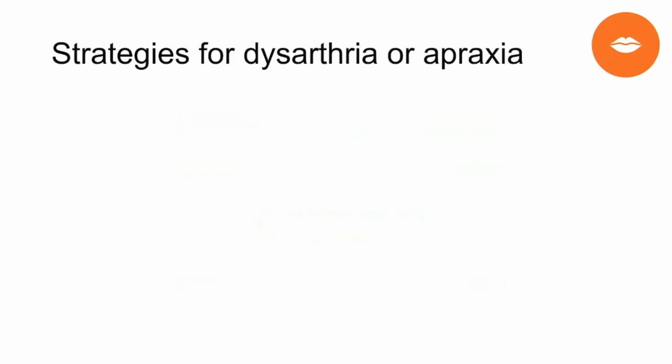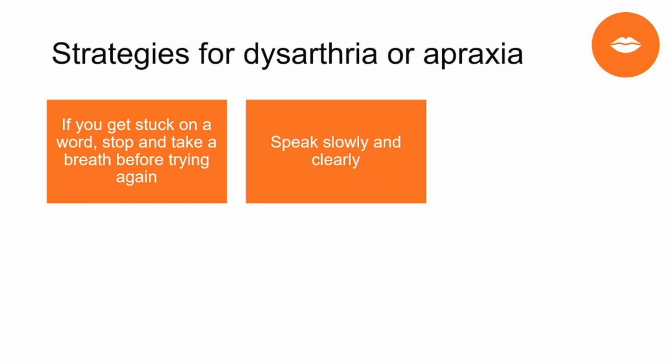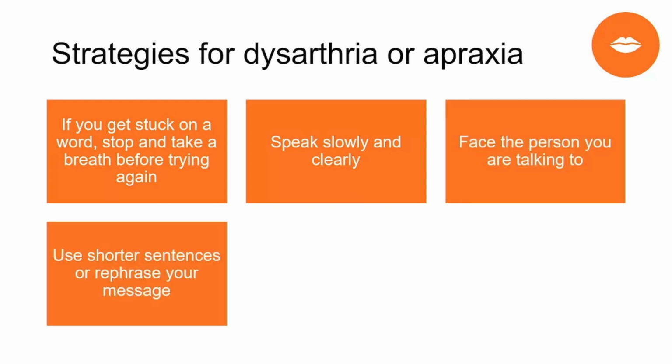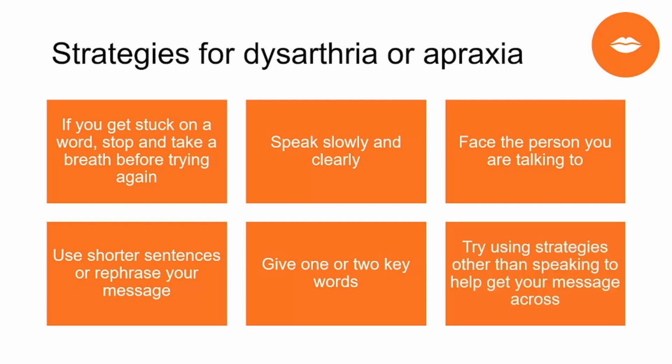And then some strategies that can help on the speech side of things and help a person be more clear when they're speaking is if you get stuck on the word and it's not coming out clearly, stop, take a breath, try again, slow down, and try and focus on each sound. Make sure you're facing the person you're talking to. You might want to try saying it in a shorter sentence or rephrasing it. And if you're really struggling and the person's not understanding you, maybe bring it back to just a couple of key words so that the other person knows what the topic is and they can maybe clue in a bit more. And perhaps we might want to use some other strategies, so writing, pointing, to help get the verbal message across.